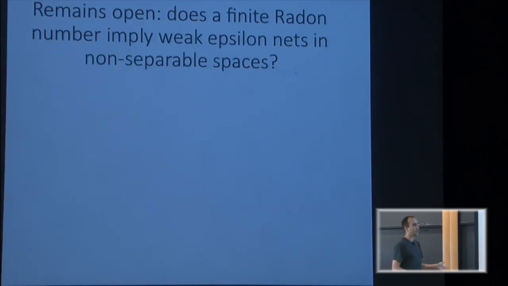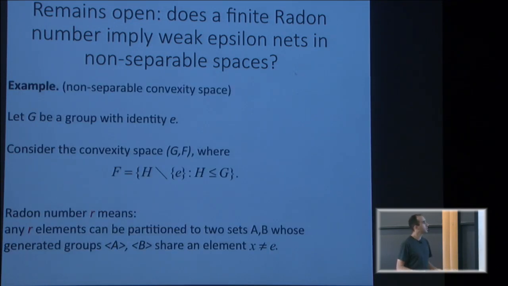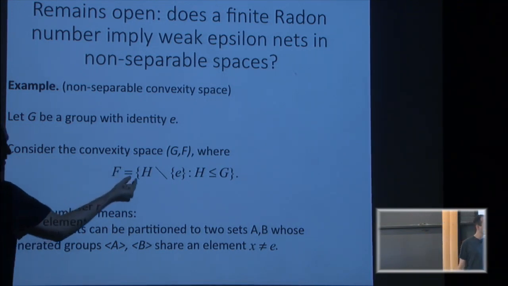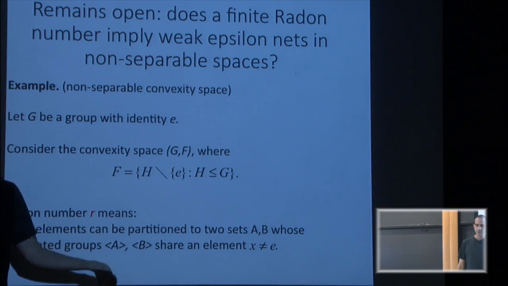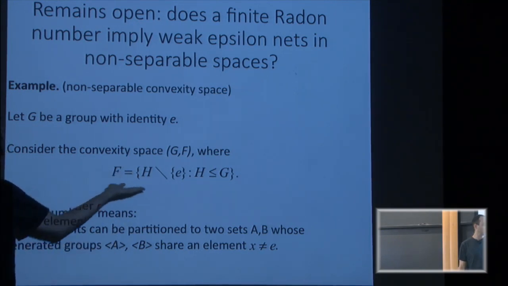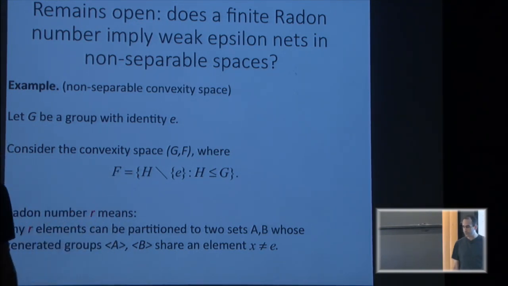Let me give you an example. Most of the examples I mentioned before are separable convexity spaces, but let me give you one example of a convexity space which is not separable, and for which we don't know the answer. Consider a group G with identity e, and the convexity space of all subgroups minus the identity. The identity hits all subgroups, so it's not interesting and we want to remove it. It's easy to see that this is closed under intersection.